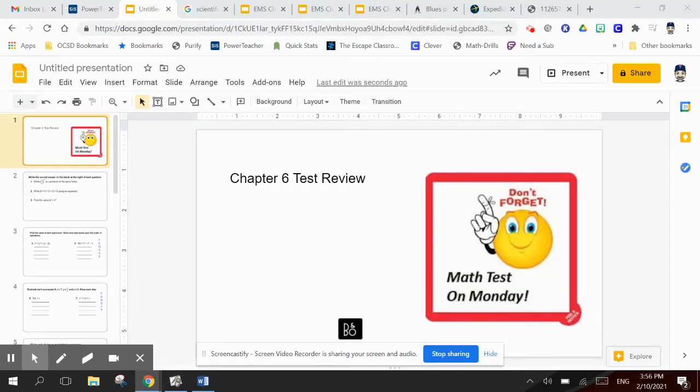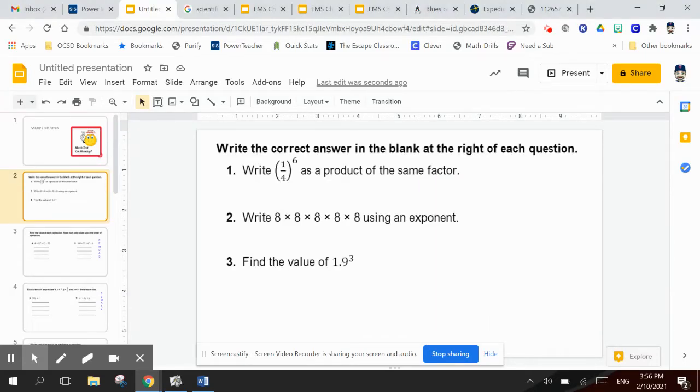Chapter 6, Test Review. For this, I'd like you to write down the problems and write down the answers as we go through together.